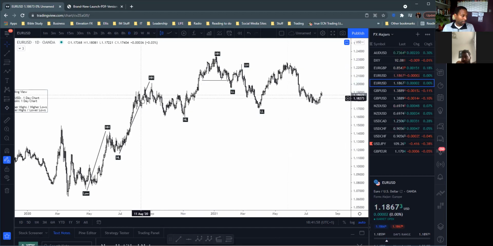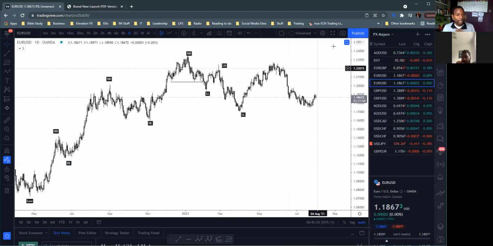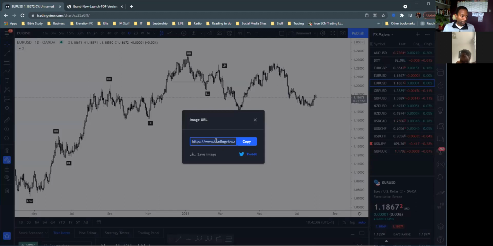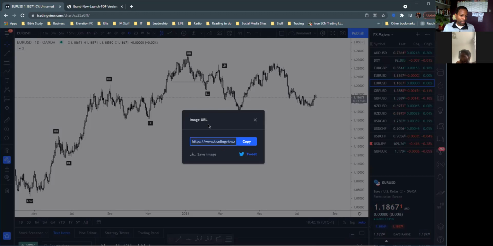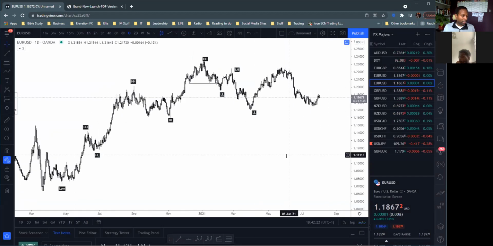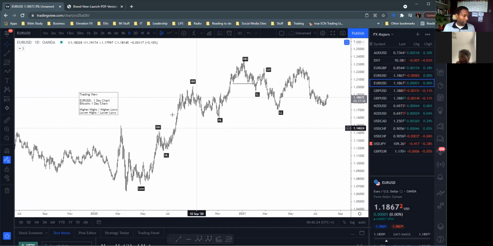To send it to me, to double check it for you, all you need to do is click on the camera, and this camera will bring up a URL, and just copy that, shoot it to me in WhatsApp, and I'll be able to bring it up on my screen, and we'll look over it for you. Click on the camera. It says image URL. Click on copy, and then paste that URL into your WhatsApp chat, and I'll be able to look at that chart for you.